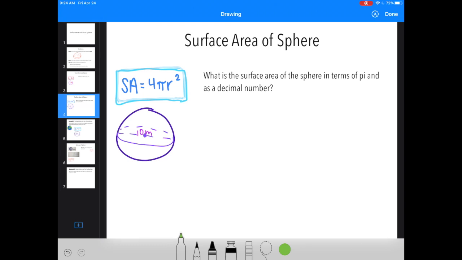Okay, so now moving forward, these formulas will be on your cheat sheet. All right, surface area. Define the surface area of a sphere.